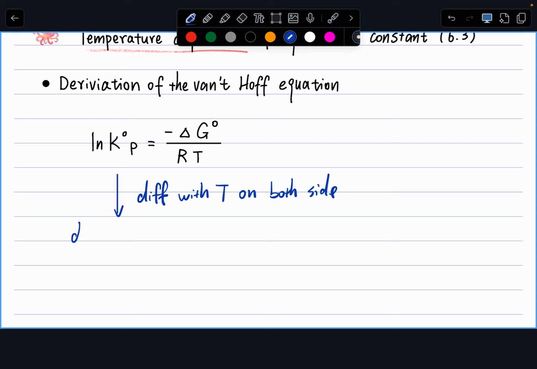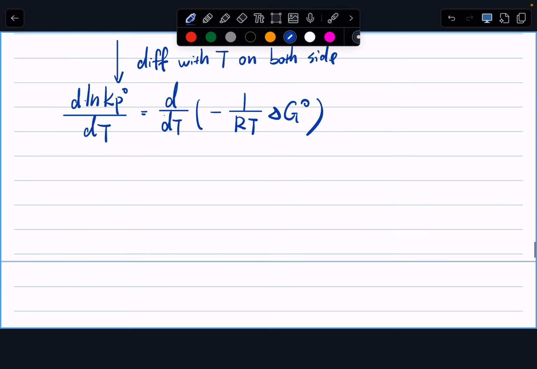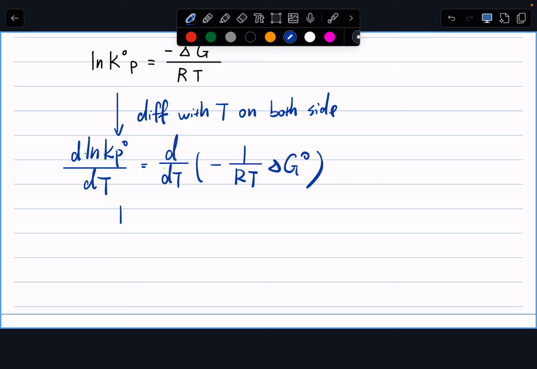And that becomes d ln Kp naught over dt equals d over dt of negative 1 over RT times delta G naught. I write it this way because I know 1 over T is something you can solve, but delta G depending on temperature is something else we want to work on. What else do we know?